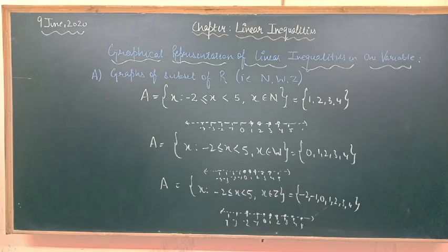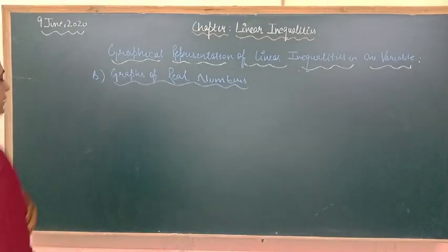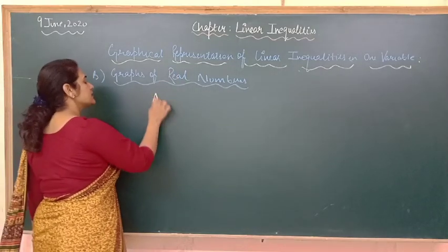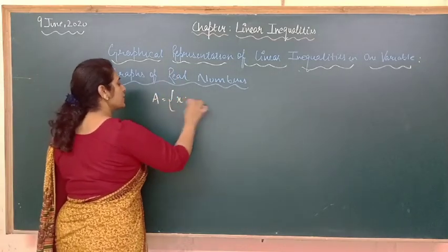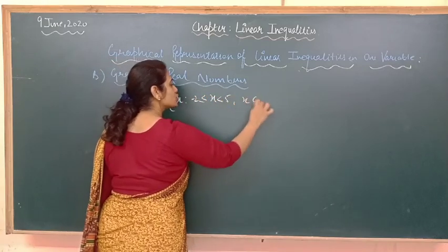Alright? And if suppose now we have to plot it for real numbers. Suppose the same example I'll pick up. The solution set is given to be x, where x is greater than or equal to minus 2 and less than 5, and x belongs to R.